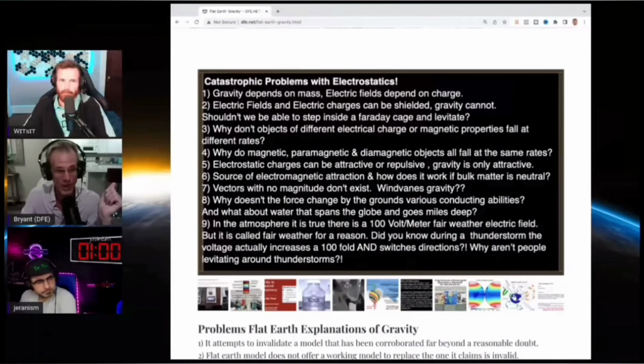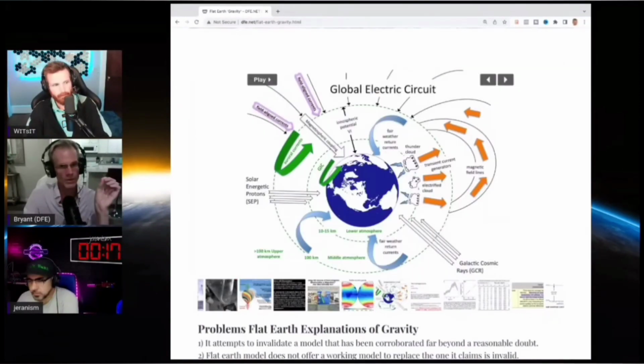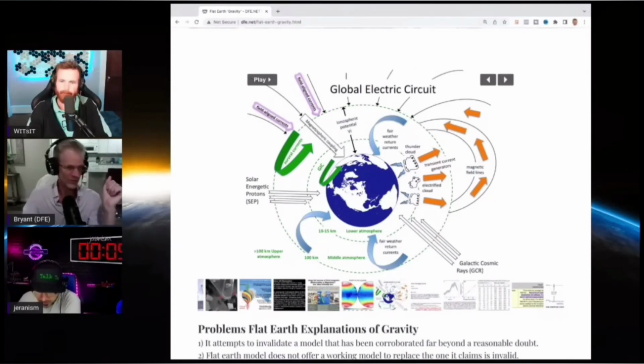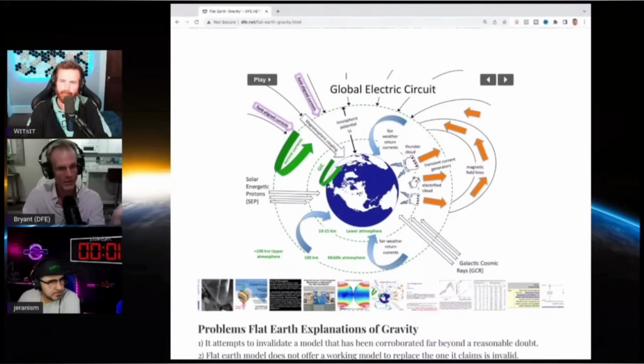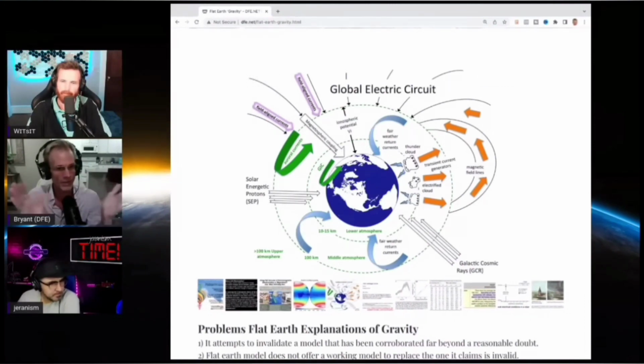Electrostatic charges can be attractive or repulsive. Gravity is only attractive. So what is the source of this electromagnetic attraction? How does it work if bulk matter is neutral? Electric fields that Austin talked about fluctuate wildly, and at about 30 kilometers, it's almost zero. And we know gravity keeps going beyond 30 kilometers. So it just doesn't work. It doesn't match reality at all. In fact, the electric field changes not only around thunderstorms, but around the time of day and the seasons.